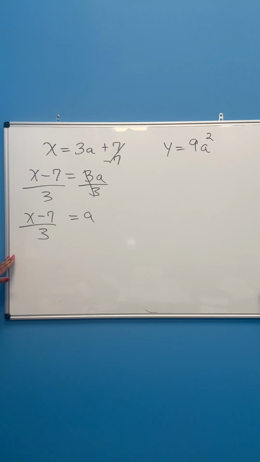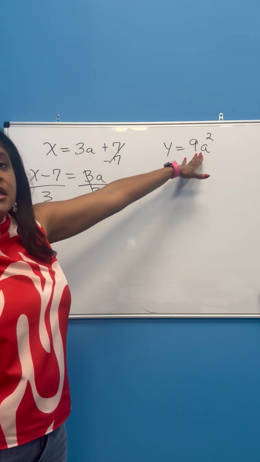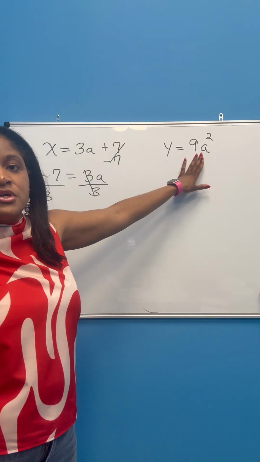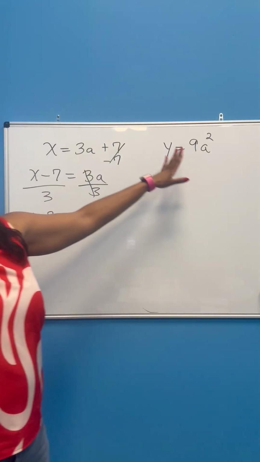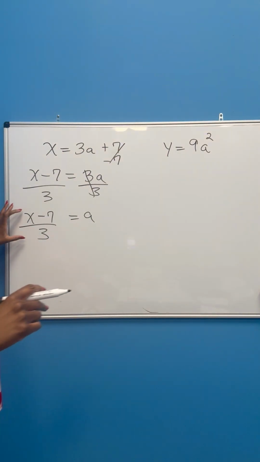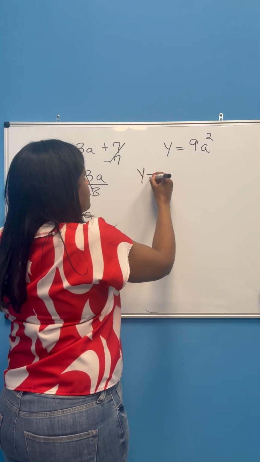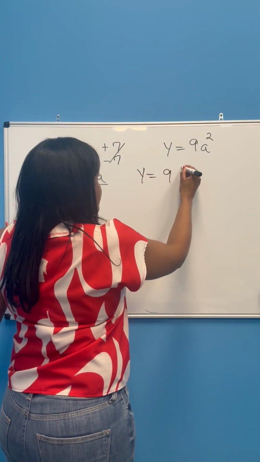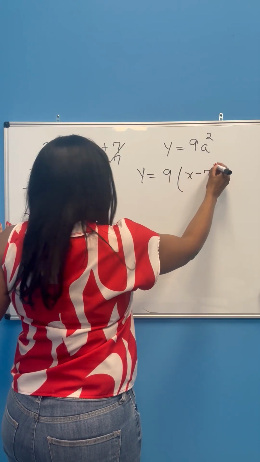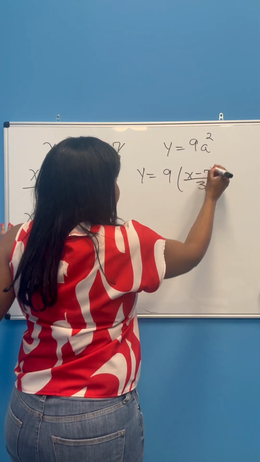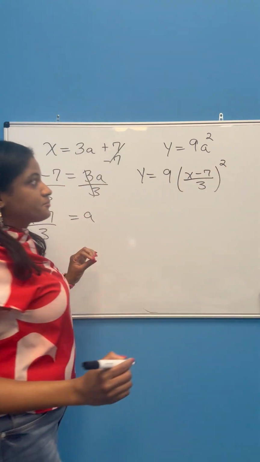Now that I have a equals x minus 7 over 3, I can substitute it where I see a in the second equation, and I will have it in terms of x. So y equals 9 times x minus 7 over 3 to the second power.